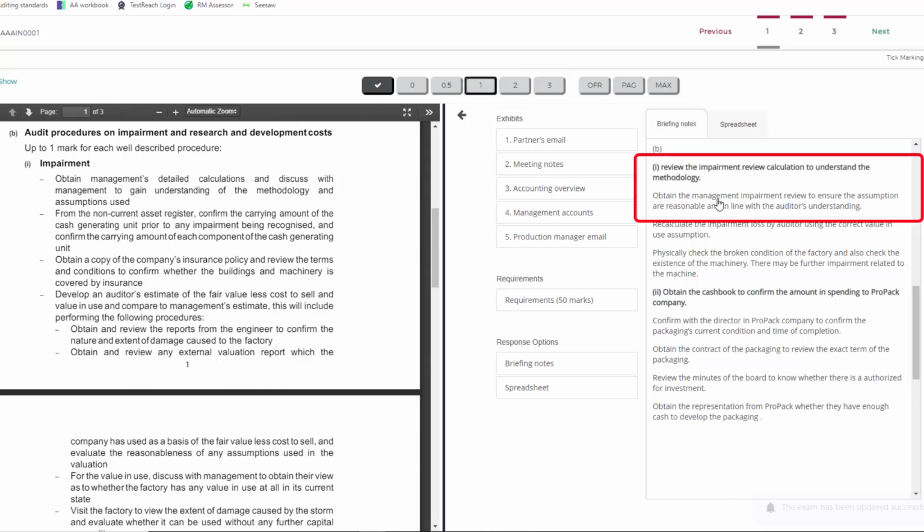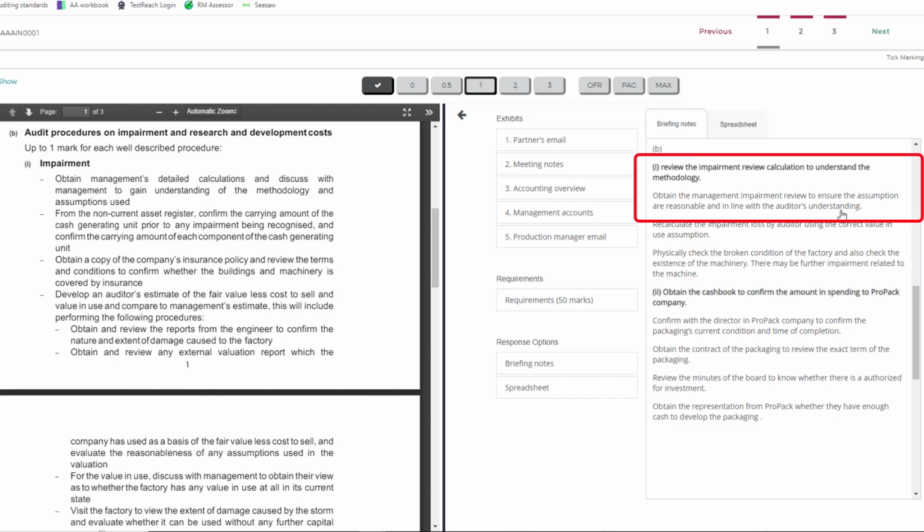This first point, obtain the management impairment review. So obtain their review, so that's the source document. Great, I like that, off to a good start. And what specifically we're going to do, we're going to have a look at these assumptions and make sure that they're reasonable. So this is a good test. It's got a source document and it's saying what we're going to do in the audit test. And yeah, I like that.